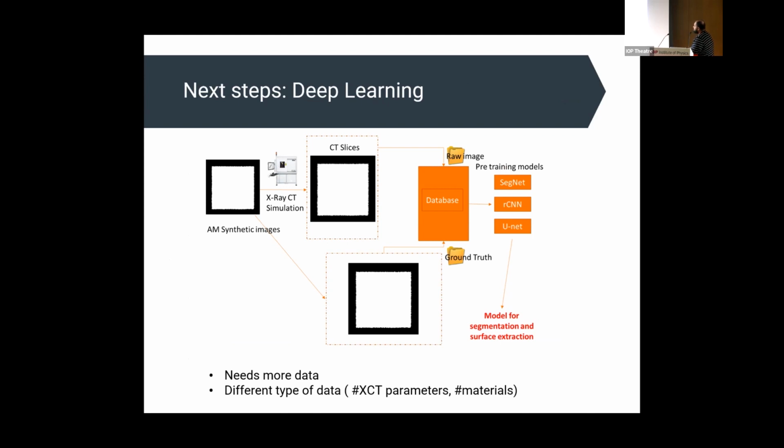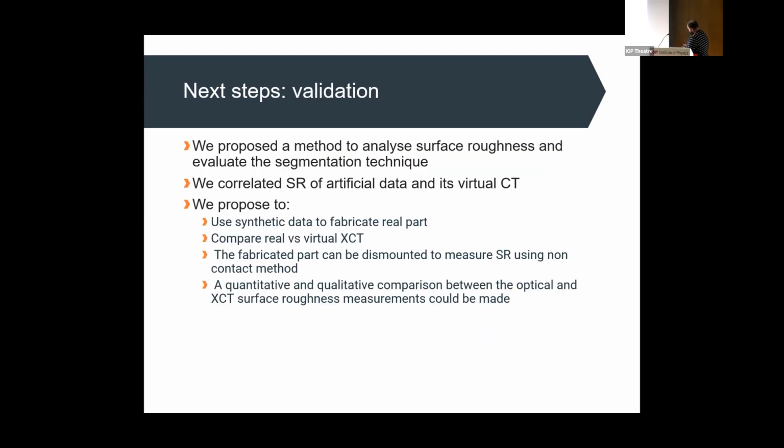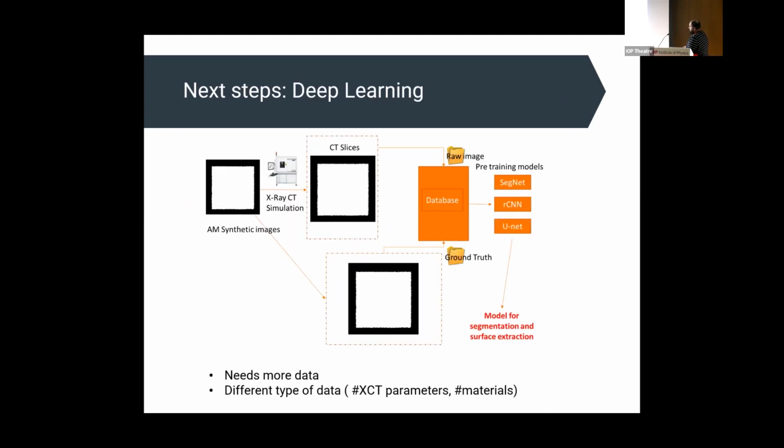Okay, the next step will be to use deep learning, but here we need to collect a bit more data and as well have different data. For instance, change the X-ray CT parameters and as well the different material. We have employed aluminum previously, but we think of using different material as well.